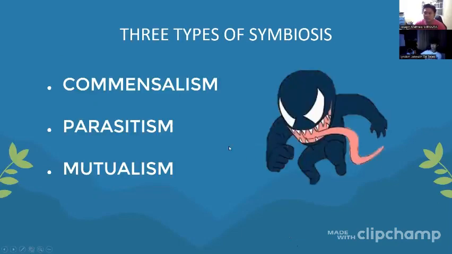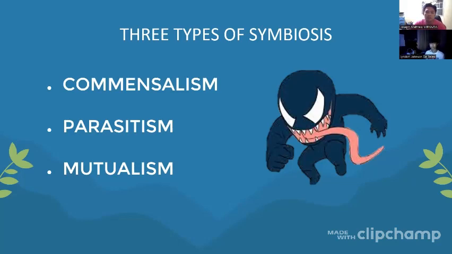So next is three types of symbiosis. The first one is commensalism. Commensalism is a type of relationship where one of the organisms benefits greatly from the symbiosis. The other is not helped, but it's not harmed or damaged from the relationship. In other words, this is a one-sided symbiotic relationship.